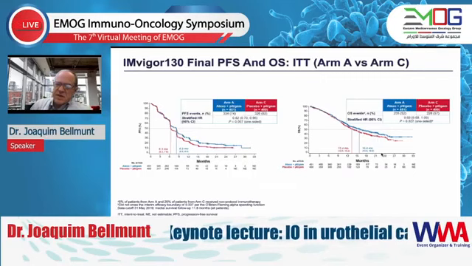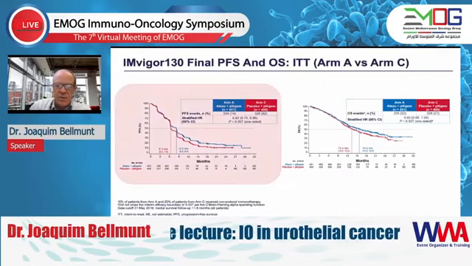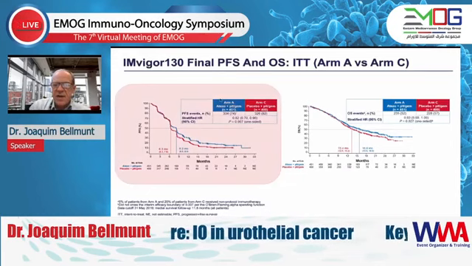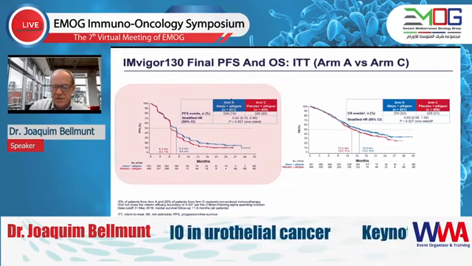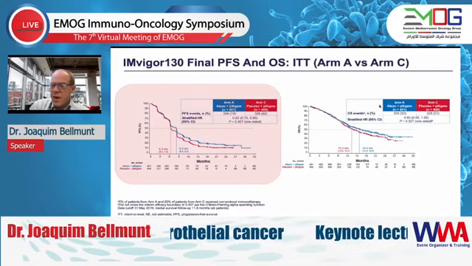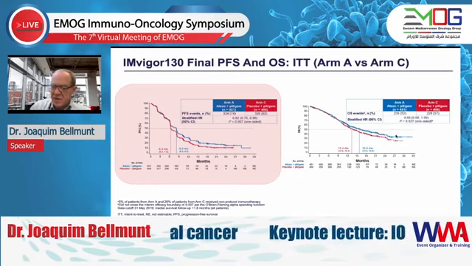The results that were presented at ESMO initially did show that the progression-free survival was significant in patients receiving chemotherapy plus immunotherapy, atezolizumab plus platinum gemcitabine or carboplatin gemcitabine. However, the survival was not statistically significant despite this p-value, because this was an interim analysis.